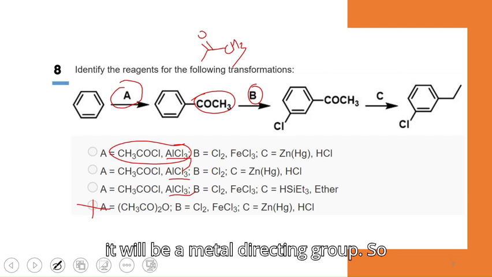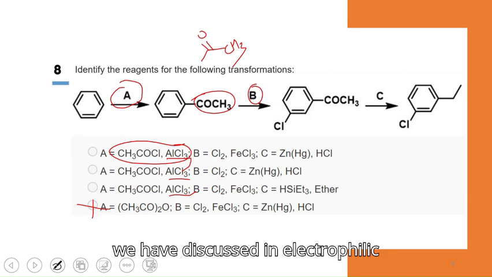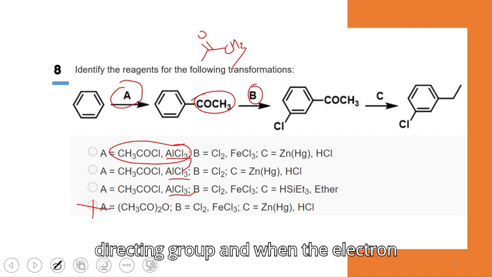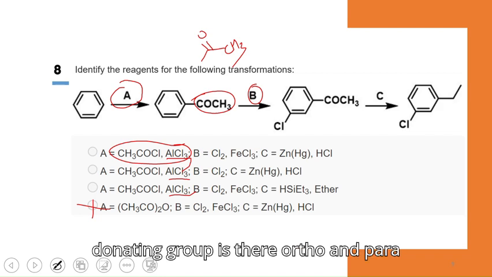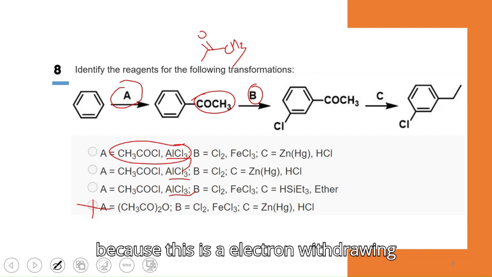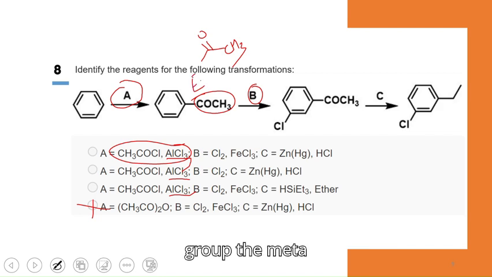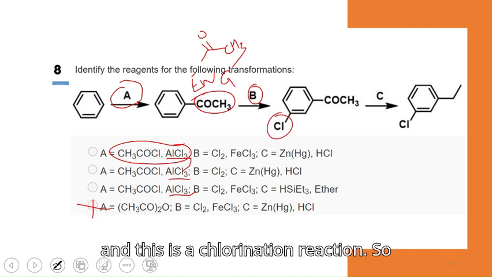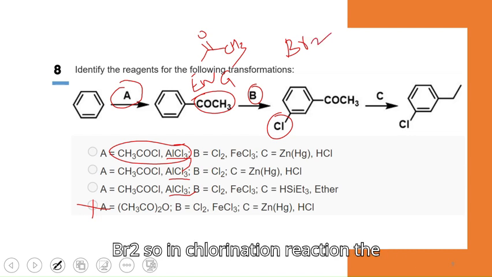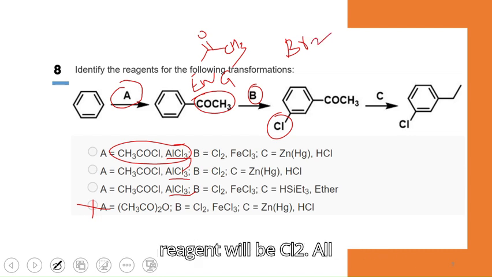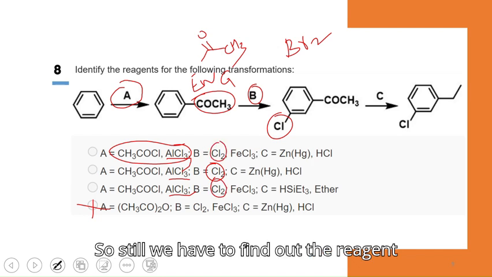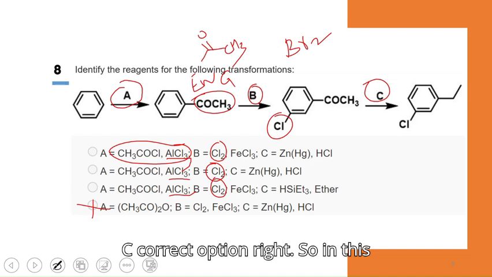So it will be a meta directing group. We have discussed in electrophilic substitution reactions that an electron withdrawing group behaves as a meta directing group, and when the electron donating group is there, ortho and para products are the major products. So because this is an electron withdrawing group, the meta substitution will be the major product, and this is a chlorination reaction. In the bromination reaction the reagent was Br2, so in the chlorination reaction the reagent will be Cl2. All of you got this one, right? So in all the three cases Cl2 is there. Still we have to find out reagent C, the correct option, right?